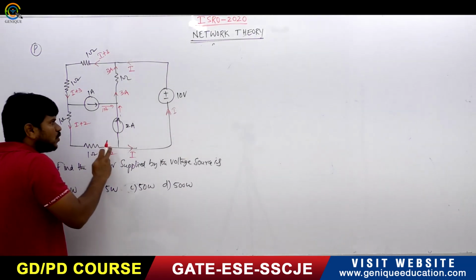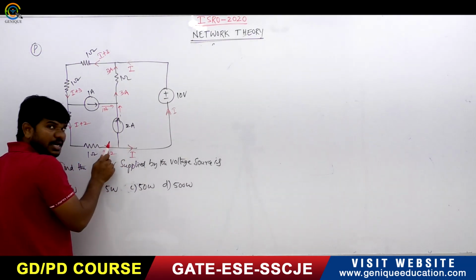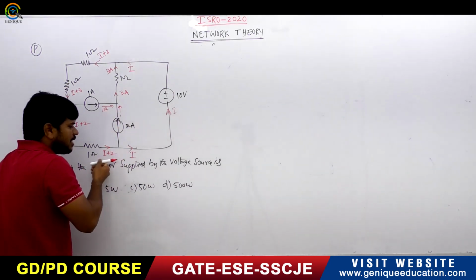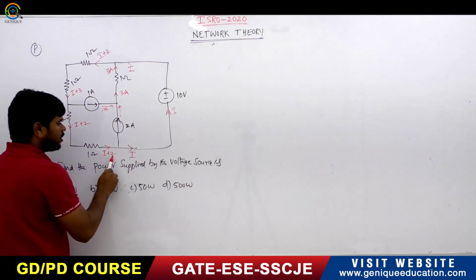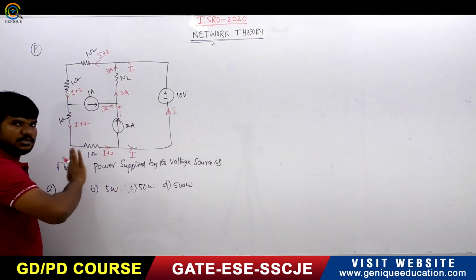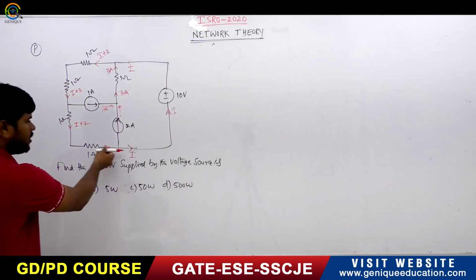Right? In this I plus 2, 2 amperes is coming. Right or not? 2 amperes is going in this direction. What about this? I only, right? Out of I plus 2, this 2 is going in this direction, which means this is I. So whatever we have taken is perfect. Right? So this is the current.